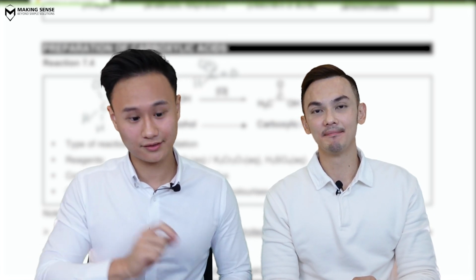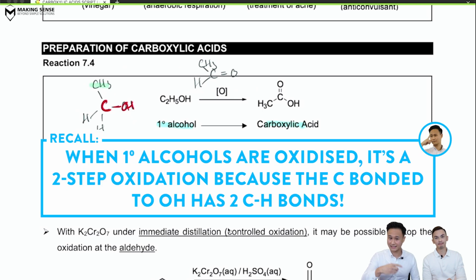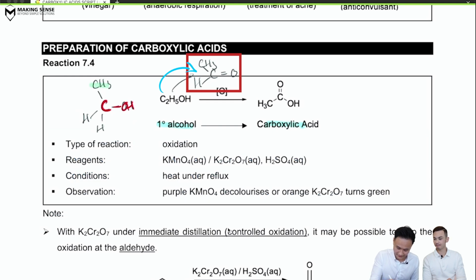So let's take a look at the first one, reaction 7.4. What we have here is a primary alcohol, and we're going to oxidize it to a carboxylic acid. Remind yourself what a primary alcohol is. The carbon bonded to the OH group, Mr. William, is bonded to how many R groups? Just one if it's primary. Just one, right? So we have a primary alcohol here, and I want you to recall, when you oxidize a primary alcohol, it's a two-step oxidation. It becomes an aldehyde first. You have that C double bond O, H functional group, and you can oxidize again to give you a carboxylic acid.